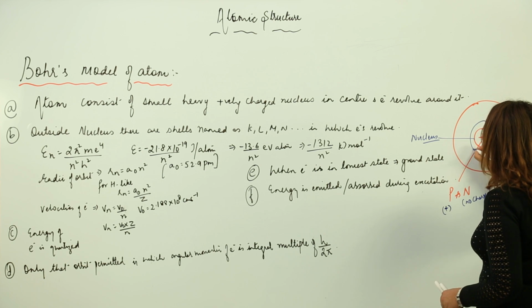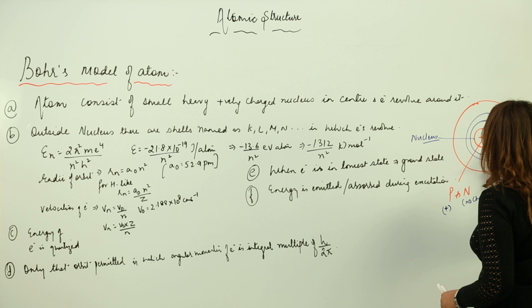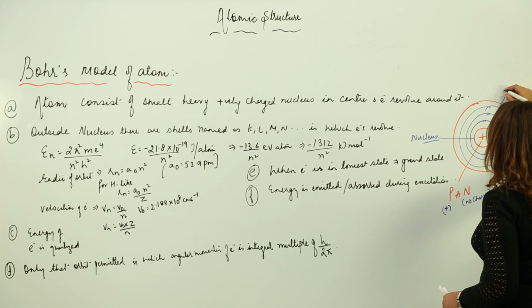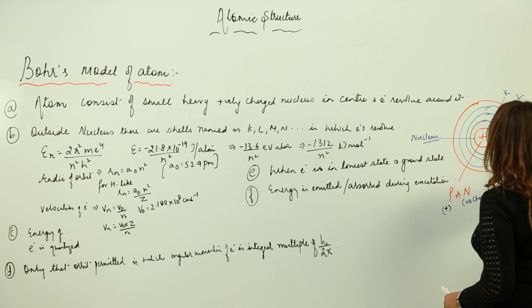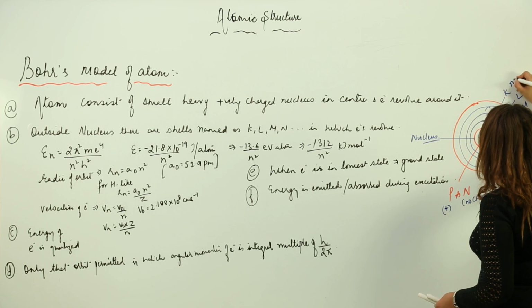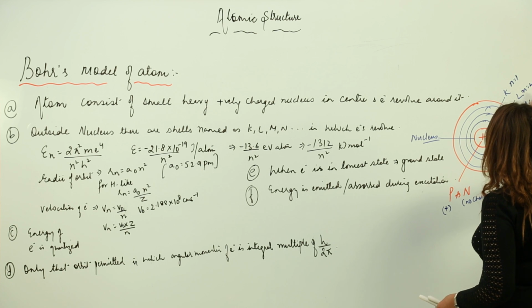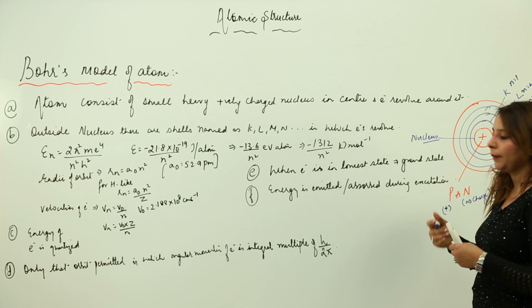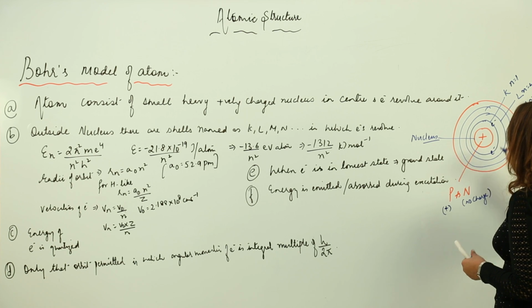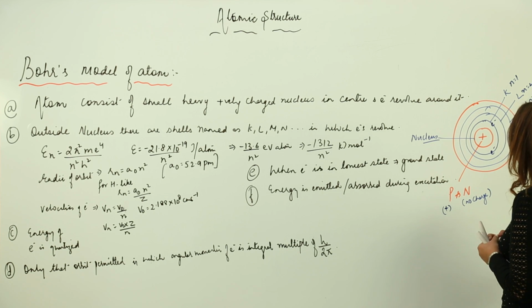Outside it there are certain shells present like this, and these shells are named K, L, M, N, and so on. So K is the first shell, L is the second, M is the third, and so on. And in these shells the electrons are present.